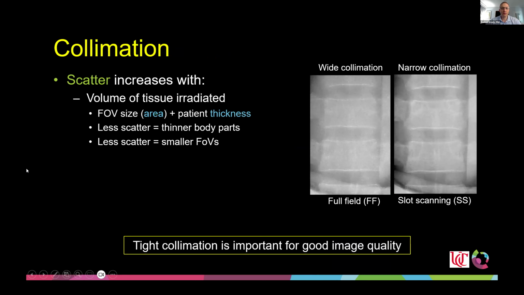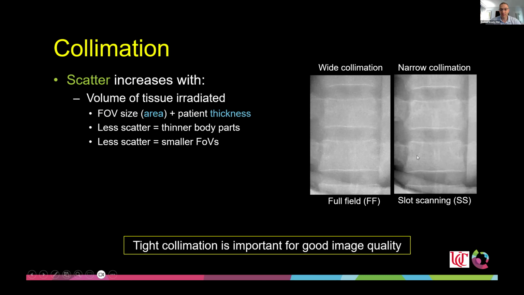The next thing to consider when setting up our patients is to deal with scatter in the image. Scatter is created when we deal with the size of the patient, its thickness, and the area of the collimation, the area of the image field of view. So less scatter comes from thinner body parts and smaller fields of view.